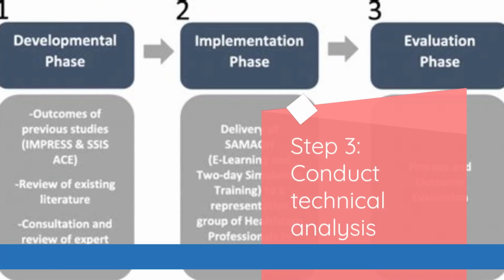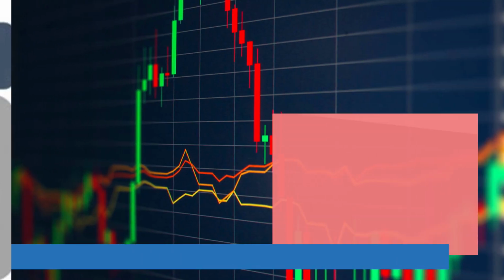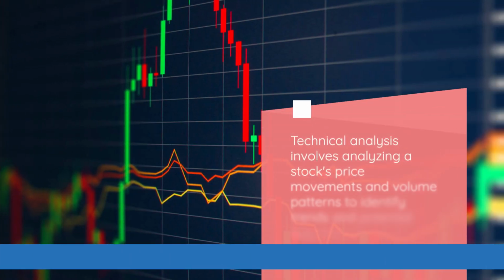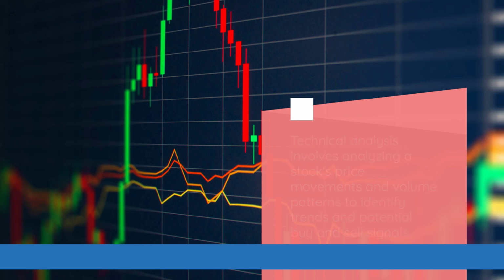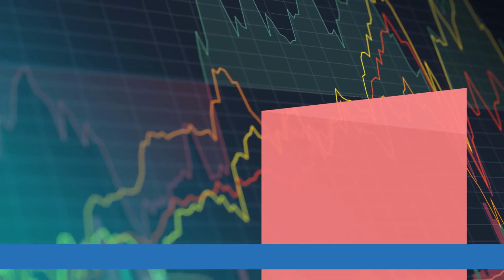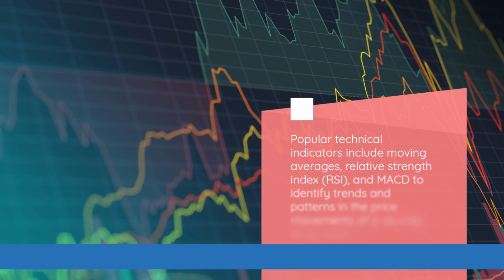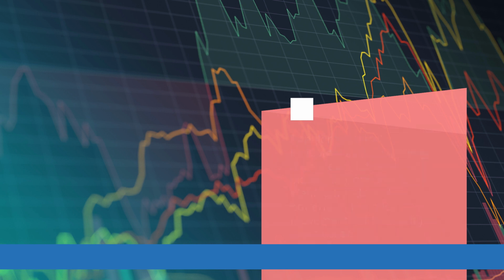Step 3. Conduct technical analysis. Technical analysis involves analyzing a stock's price movements and volume patterns to identify trends and potential buy and sell signals. Popular technical indicators include moving averages, relative strength index, RSI, and MACD to identify trends and patterns in the price movements of a security or an asset.